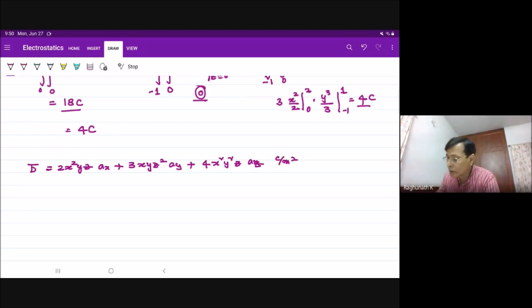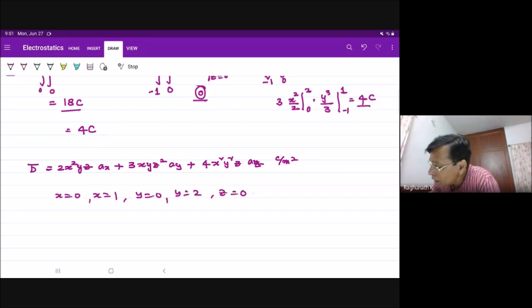Closed surface I am talking about. x is equal to 0, x is equal to 1; y is equal to 0, y is equal to 2; z is equal to 0 and z is equal to 3 are the surfaces. Find out integral d bar dot ds bar over the closed surface.